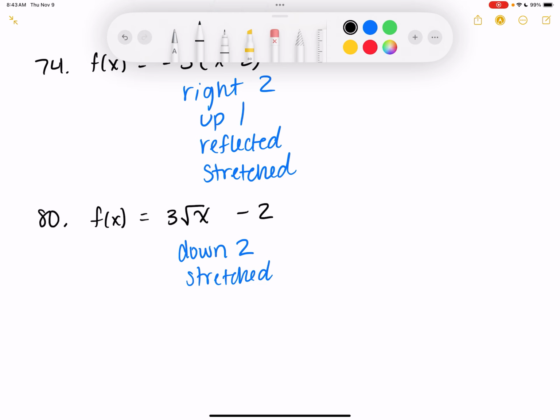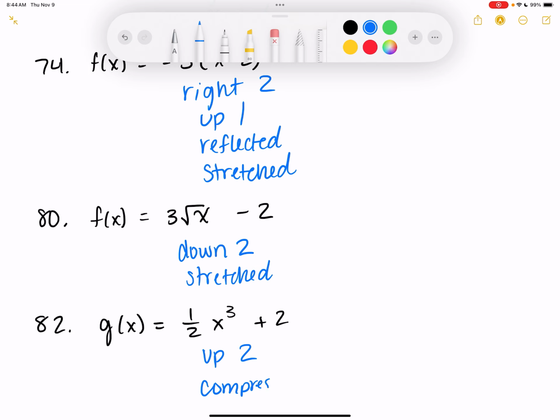All right, 82. This will be our last one unless y'all have questions. g of x is equal to 1/2 x cubed plus 2. So what's happening with this one? Up 2. Up 2, and what else? Compressed. Yes, this one is compressed because it has a fraction out front.